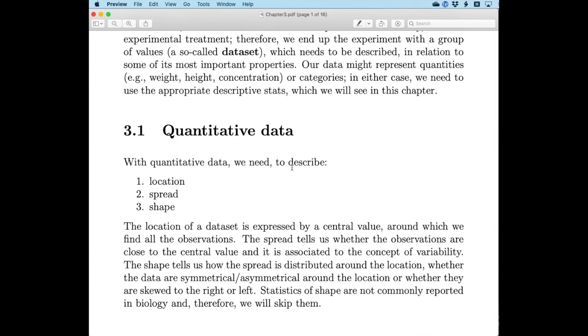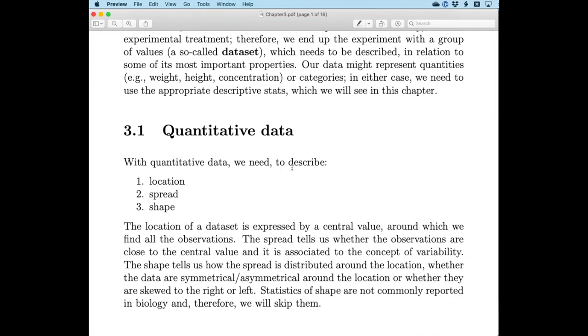A quantity. Let's say height, yield, concentration, basically whatever you want, but it must be a quantity. We already talked about quantitative data. They are different from categorical data or count data or rates. These are quantities. And we can describe the location. Where are the data located?